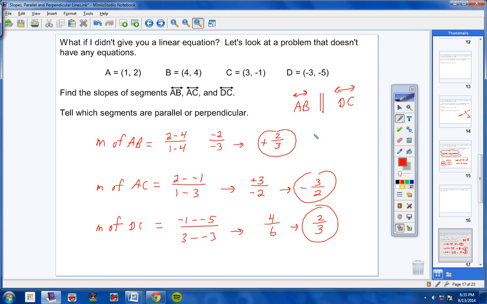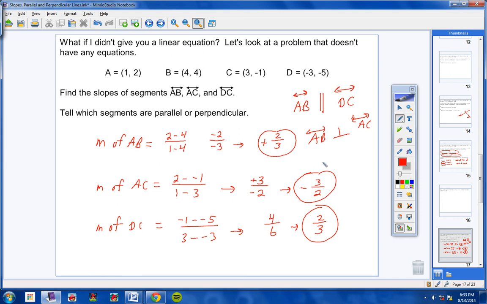Now look at this. I can also write this down, please. Line AB is perpendicular to line AC. Can I not? Sure I can, definitely. Because look at their slopes. AB is 2/3 and AC is -3/2. One is positive, one is negative, and 2/3 when it's flipped is 3/2.